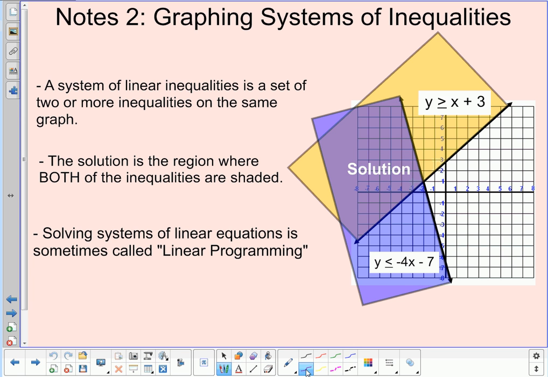When we look at two or more on the same coordinate plane, what we want to look for is the overlapping piece, where the two inequalities overlap each other. That's our solution set. Solving a system of linear inequalities is sometimes called linear programming. You'll do a little bit with linear programming when you get to Algebra 2. So let's just do some examples together.